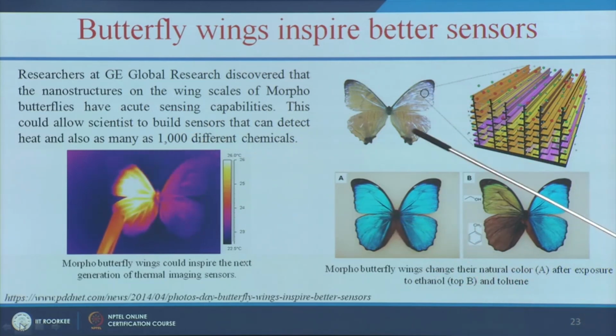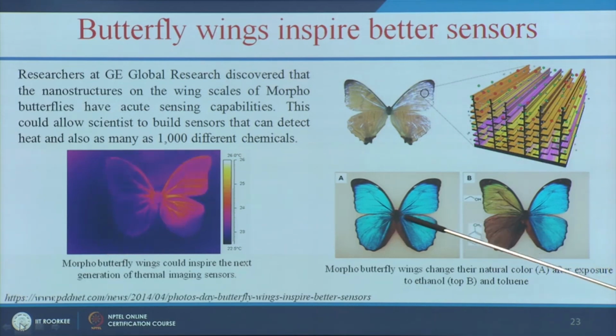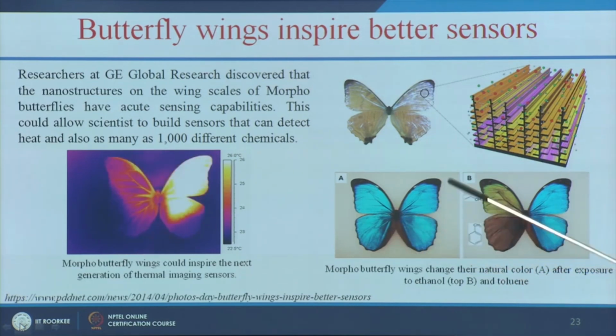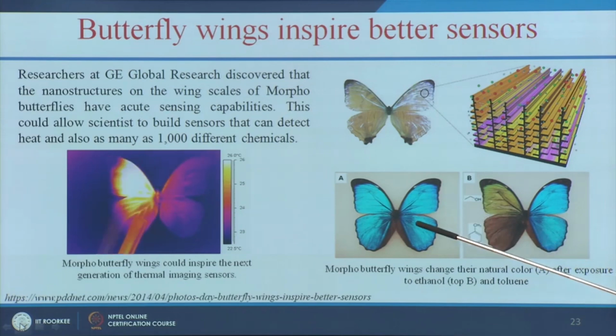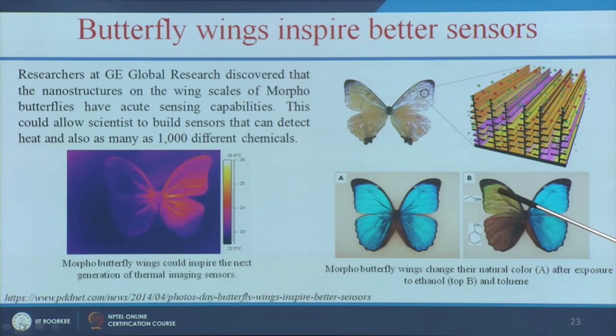If you see the morpho butterfly wings, they have a very good nanoscale arrangement, and here you can see how they use these butterfly wings for checking the chemical sensitivity. And when you apply the alcohol, the color of the butterfly wings is different.